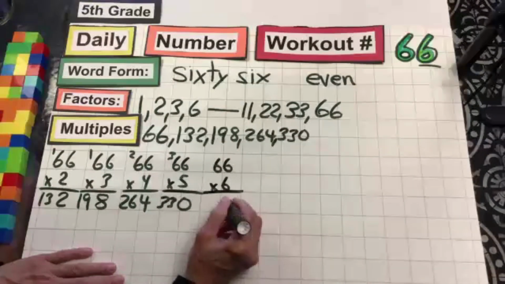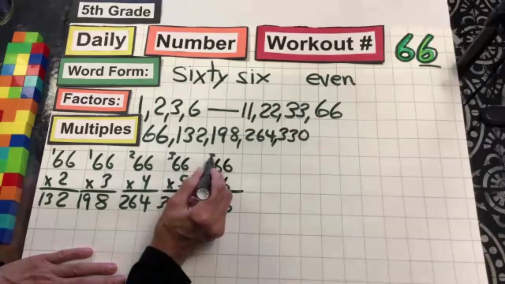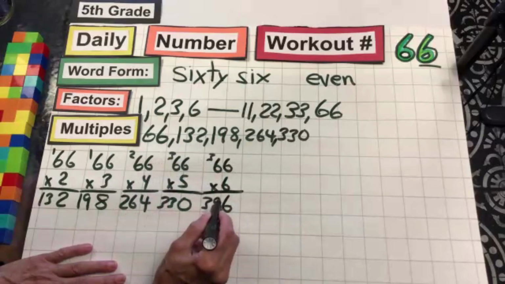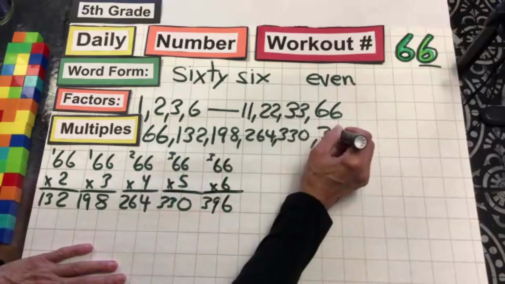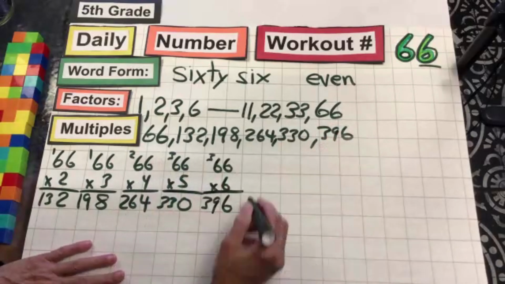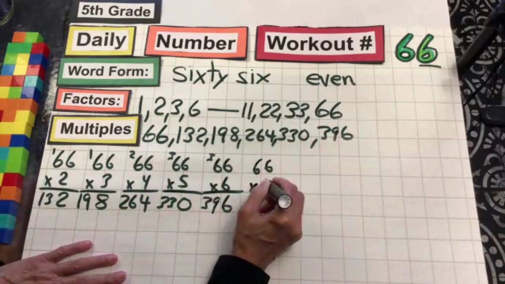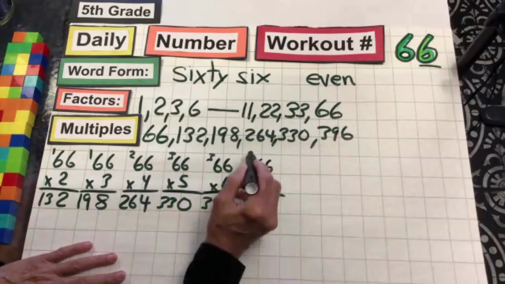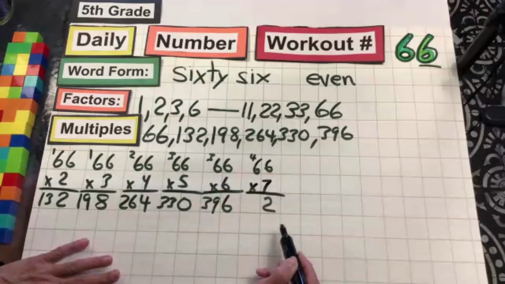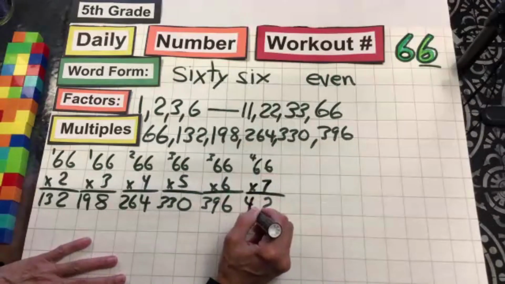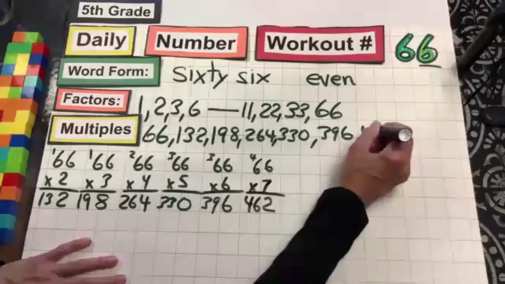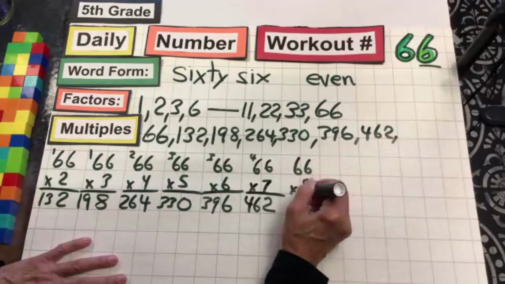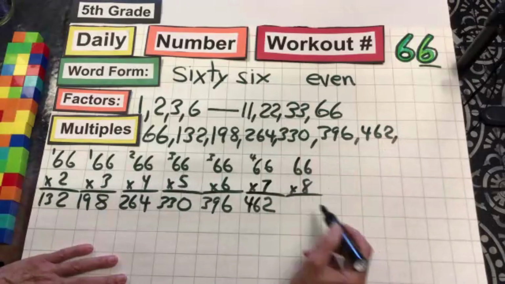6 times 6 is 36. Drop the 6, carry the 3. 6 times 6 is 36, plus the 3 is 39. 396. 66 times 7. 7 times 6 is 42. Drop the 2, carry the 4. 7 times 6 is 42, plus 4 is 46. 462.